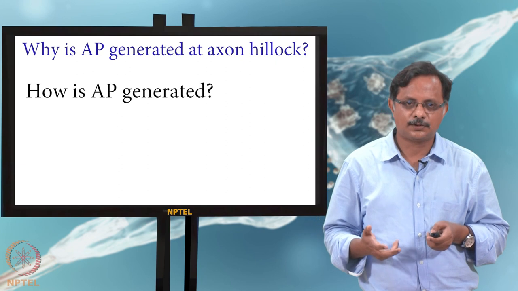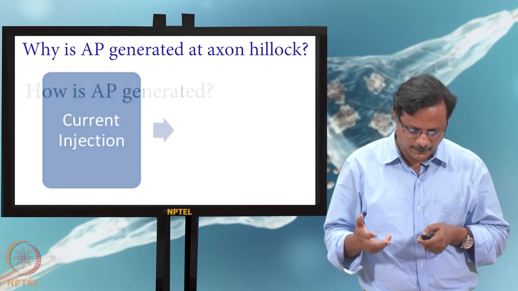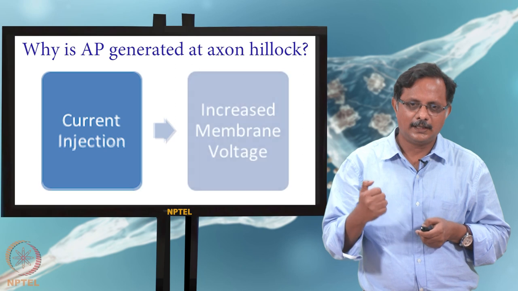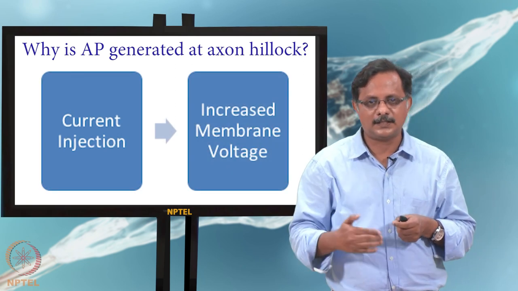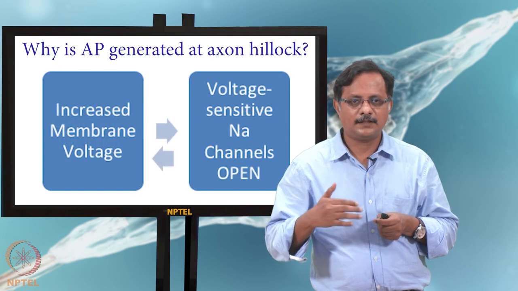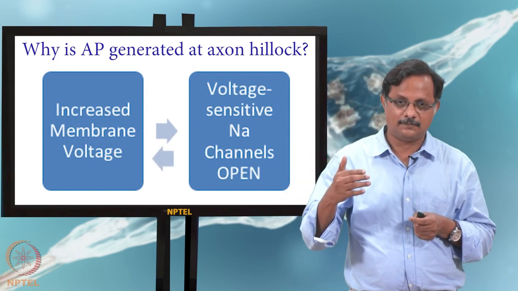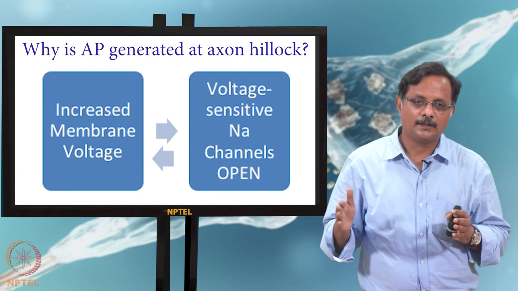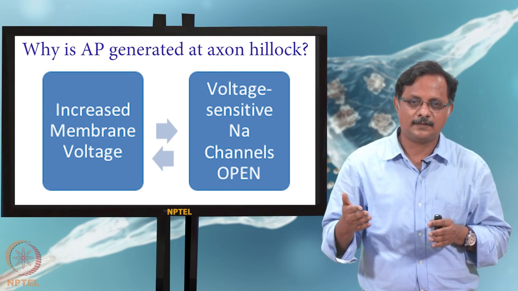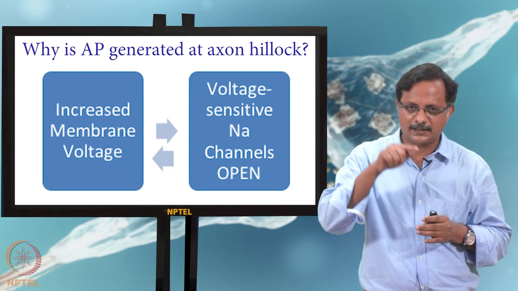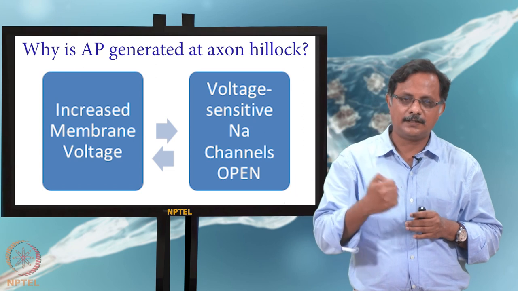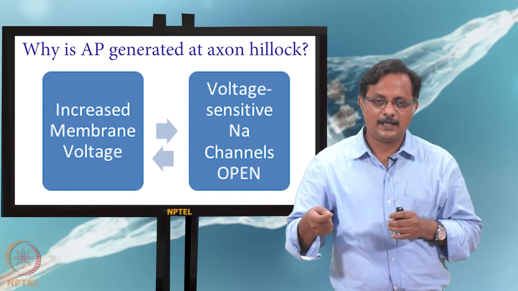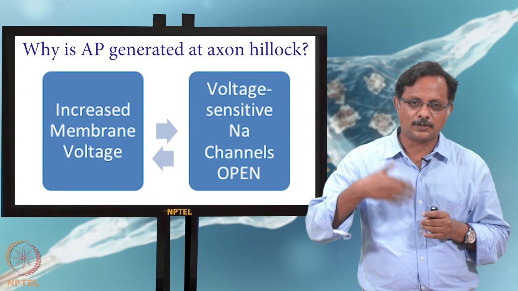Okay, so if that is true, then how exactly is the AP generated? When you inject a current pulse into the neuron, since you are inputting positive charge into the neuron, that increases the membrane voltage. When the membrane voltage increases towards positive values, because the sodium channels are voltage dependent, they tend to open, so sodium channels open. And we have just realized that when you open sodium channels, that tends to increase the membrane potential. So you have an interesting positive feedback situation here. Your initial current injection increases the membrane voltage, which in turn opens further sodium channels, and these in turn increase the membrane voltage further, and this process goes on.